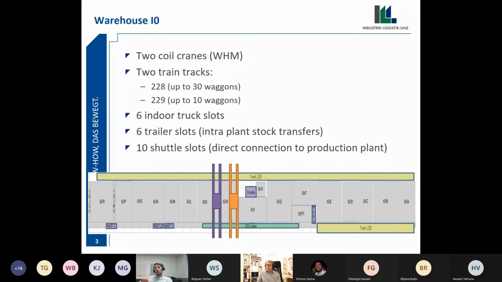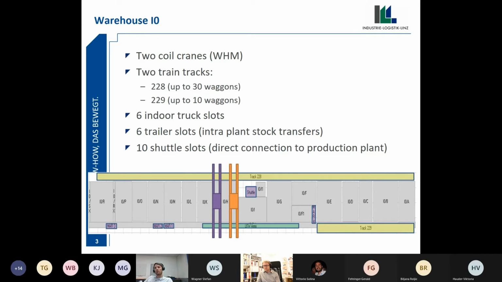In addition, we also have 6 indoor truck slots. They can be indoor at the same time. They are in the south. This is the green area at the bottom of the picture. It's called the EKW area, so it's for the trucks. There, the trucks unzip their cover, and after that we are able to load them.